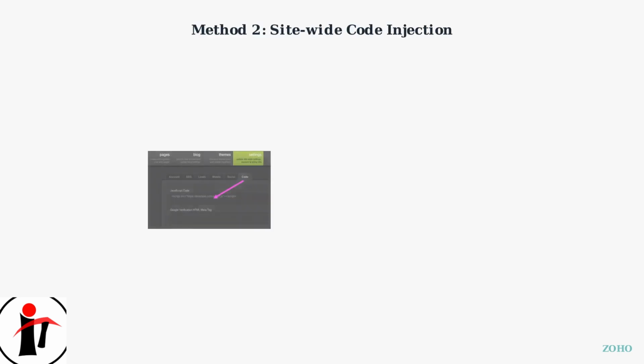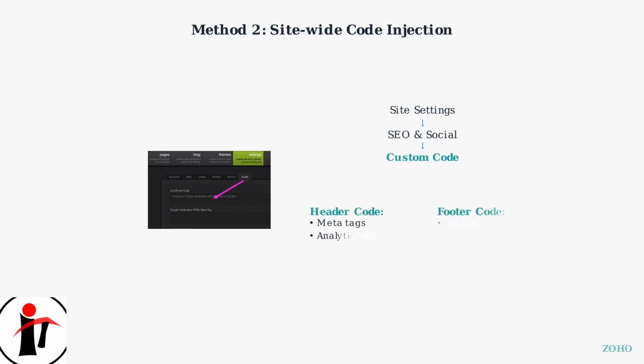Site-wide code injection allows you to add code that affects all pages. Access this through Site Settings, then SEO and Social, and finally Custom Code. Use header code for meta tags, analytics scripts, and CSS style sheets. Footer code is ideal for JavaScript libraries, tracking codes, and performance scripts.